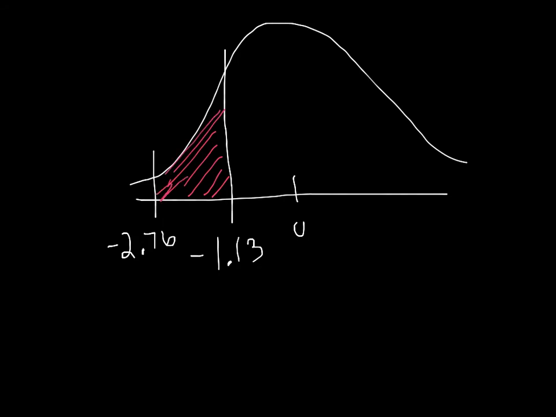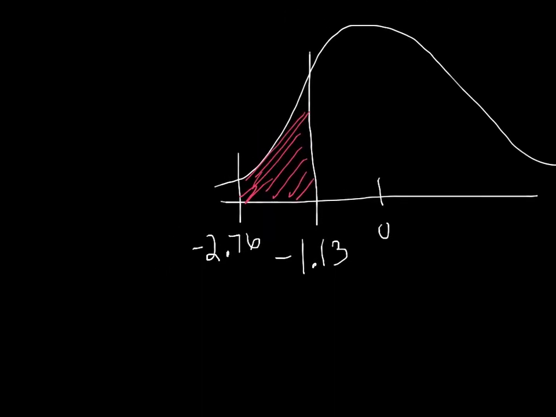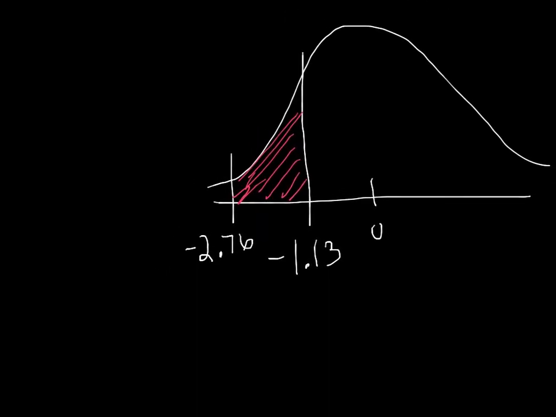So suppose we wanted to find this probability that z is between negative 2.76 and negative 1.13. If you look up both of these values in the table, it's going to give you the area to the left. If you know this area and you know this area, what's the area between them? It's the subtraction of them.